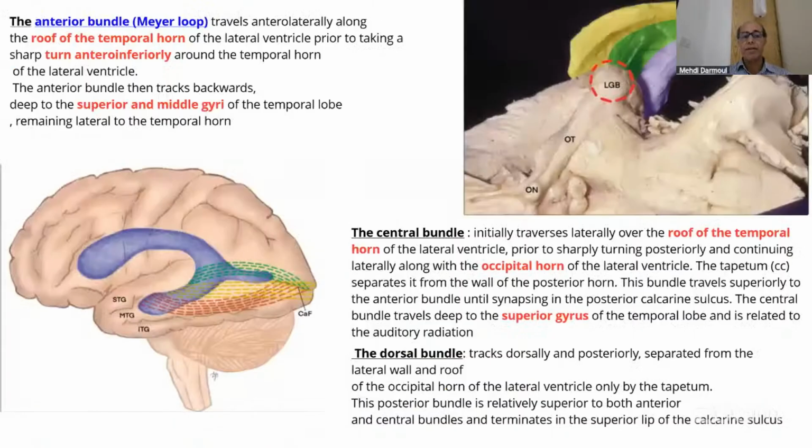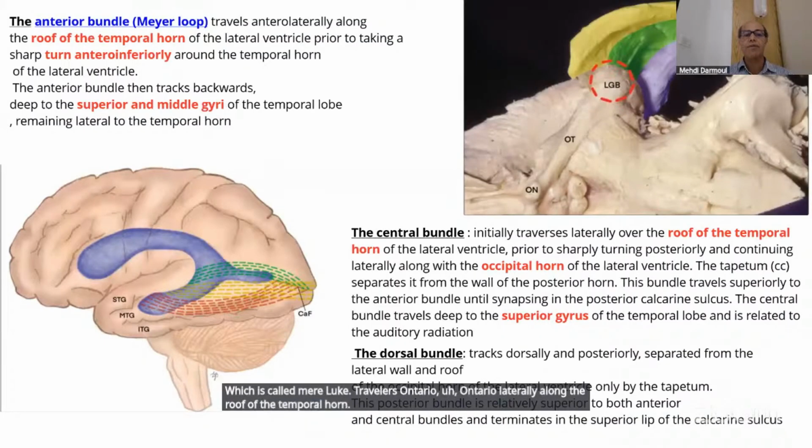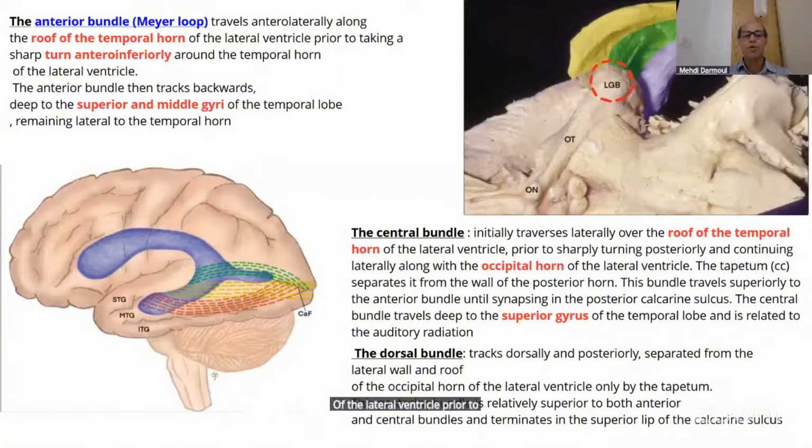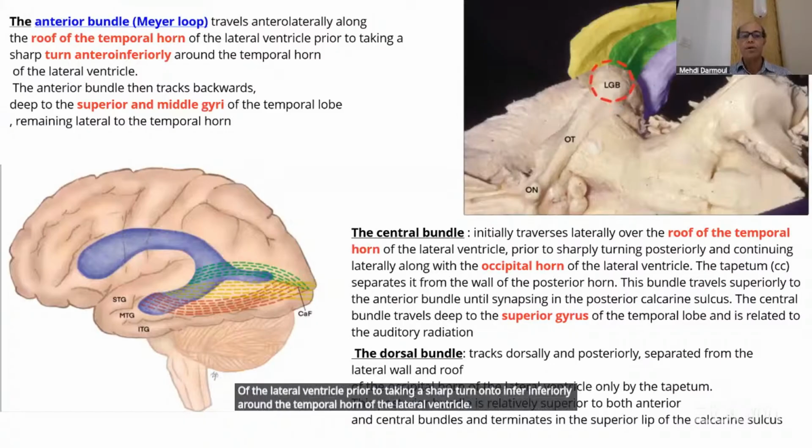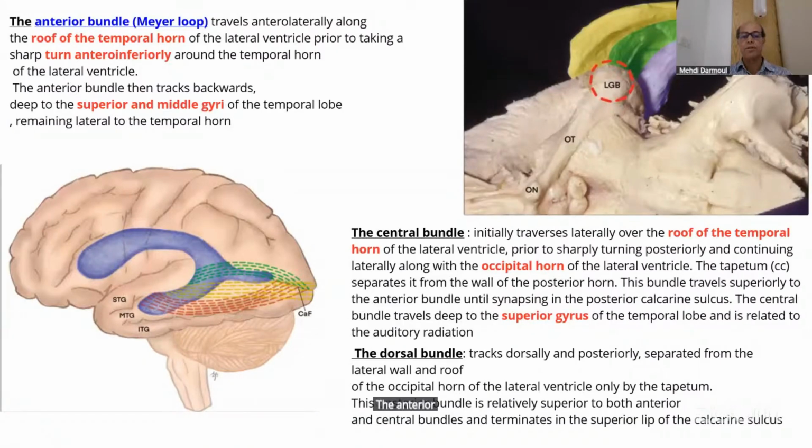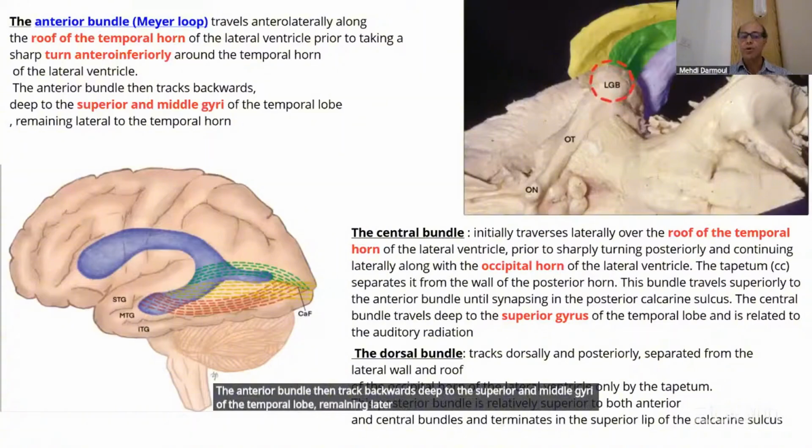We have the anterior bundle, the central bundle, and the dorsal bundle. The anterior bundle, which is called Meyer's loop, travels anterolaterally along the roof of the temporal horn of the lateral ventricle prior to taking a sharp turn inferiorly around the temporal horn of the lateral ventricle. The anterior bundle then tracks backwards deep to the superior and middle gyri of the temporal lobe, remaining lateral to the temporal horn, and terminates in the inferior lip of the calcarine sulcus.